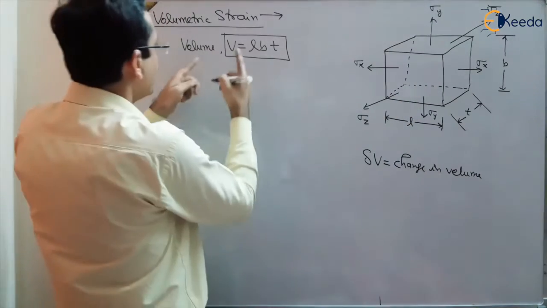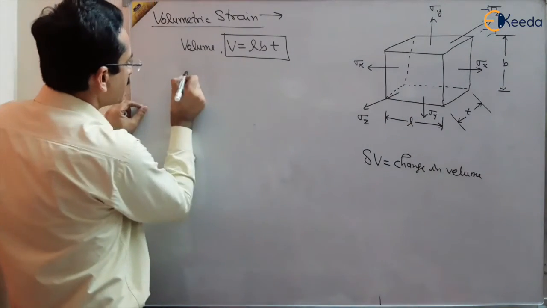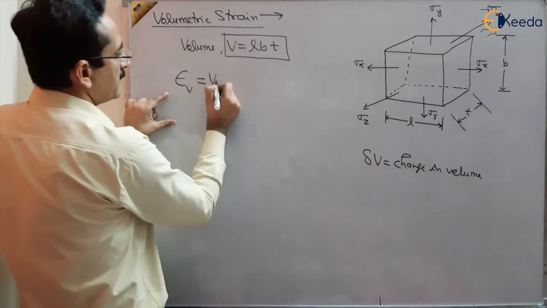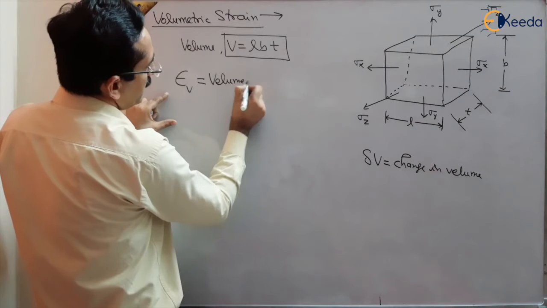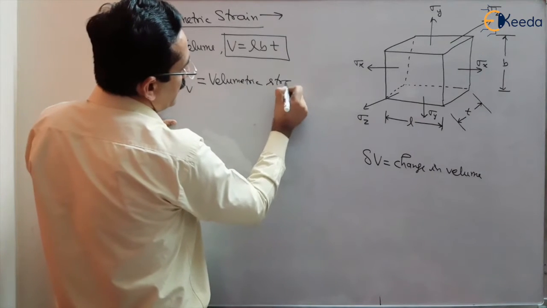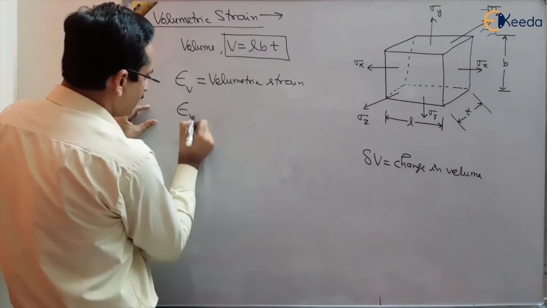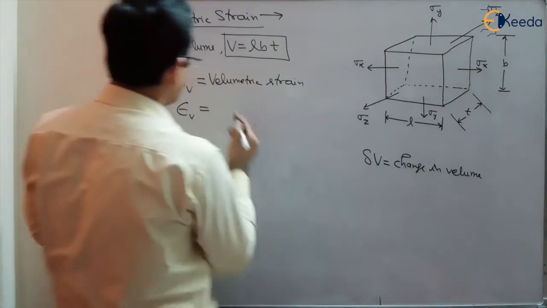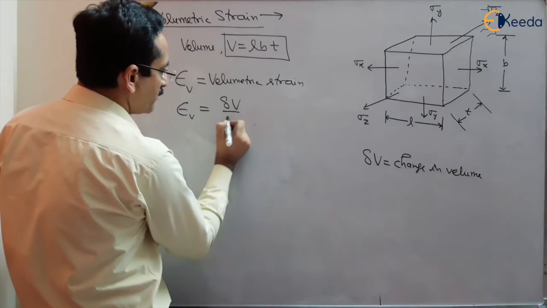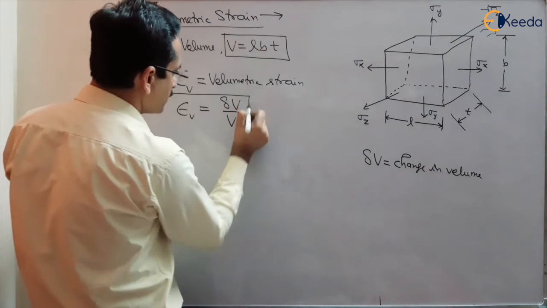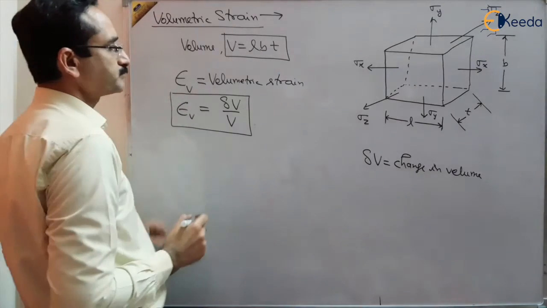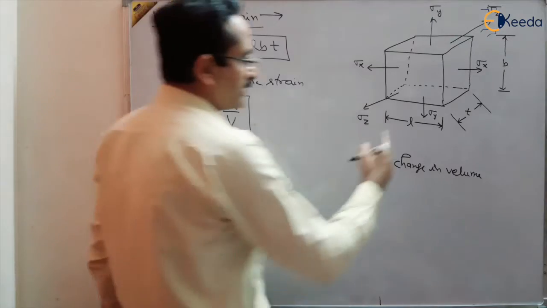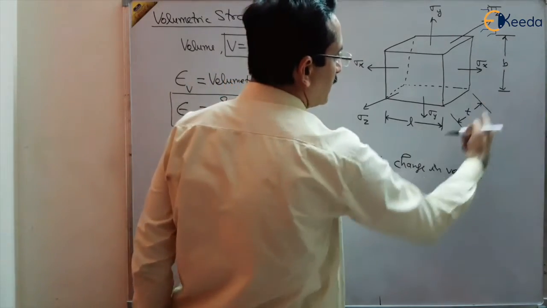Right? So what is the strain developed in the material? That is epsilon V. This is called volumetric strain. And how much is this? That is equal to change in volume per unit total volume. And it has 3 dimensions, L, B and T.